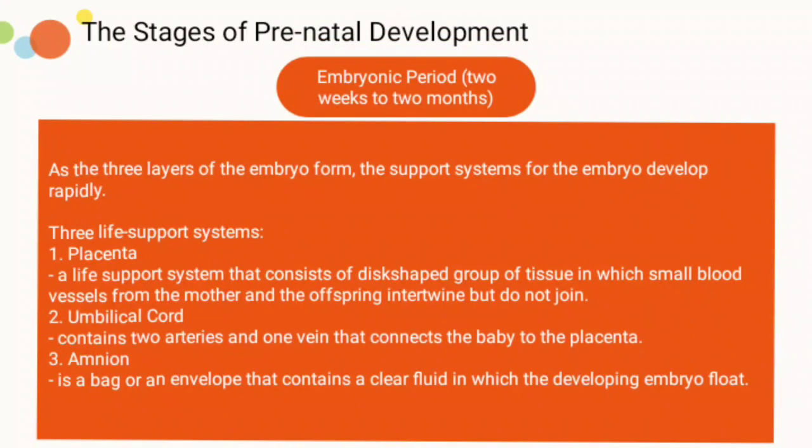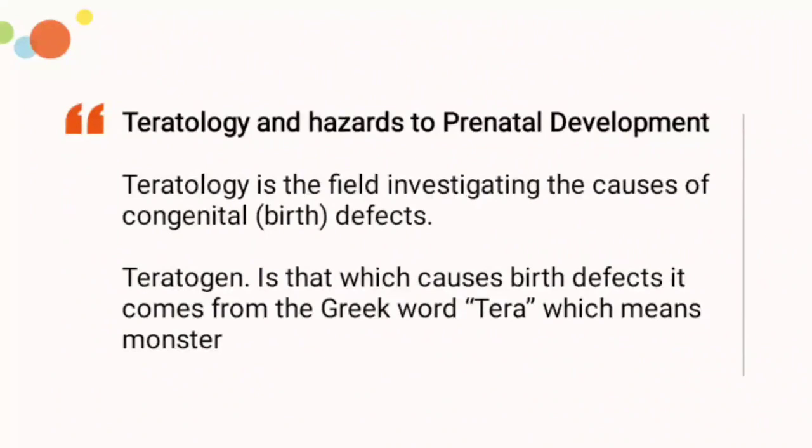So as the 3 layers of the embryo form, the support systems of the embryo develop rapidly. These are the 3 life support systems. Firstly is the placenta, which is a life support system that consists of a disc-shaped group of tissues in which small blood vessels from the mother and the offspring intertwine but do not join. Next is the umbilical cord, which contains 2 arteries and 1 vein that connects the baby to the placenta, and lastly the amnion, which is the bag or envelope that contains a clear fluid in which the developing embryo floats.